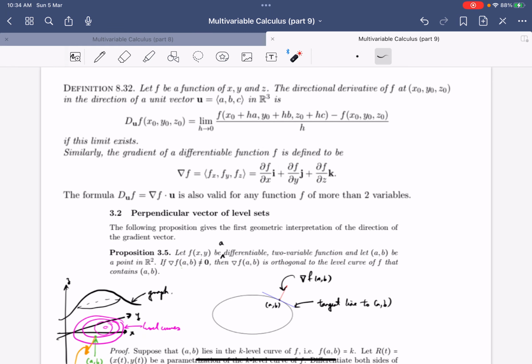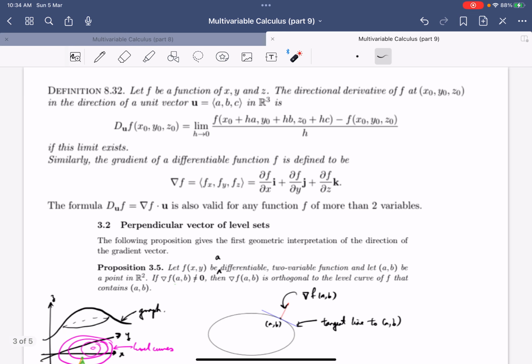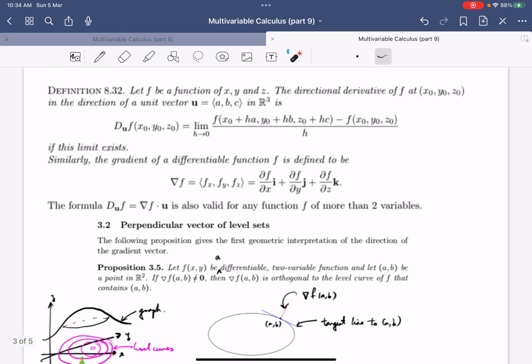Analogously, what does it mean to be a directional derivative in three variables? We have a similar limit definition, and we see that it just recovers our gradient vector to be the following. And so this formula of the gradient vector dot u works for any function with more than two variables as well.